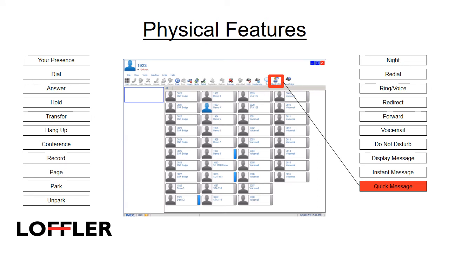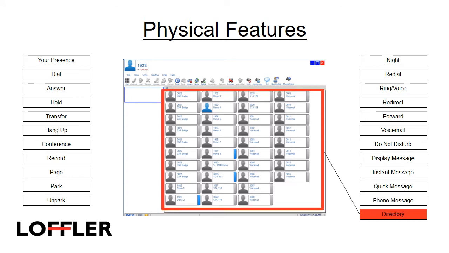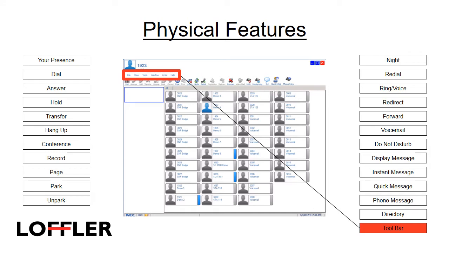This differs from Instant Message because Instant Message is a conversation, whereas Quick Message is just one message and a response. To send a message that appears on someone else's phone screen, select Phone Message and select which message you would like to send. This will appear on the other user's screen on their phone. The directory shows you who is available, who is on the phone, and who is busy. Using the toolbar, you can change preferences and setup.